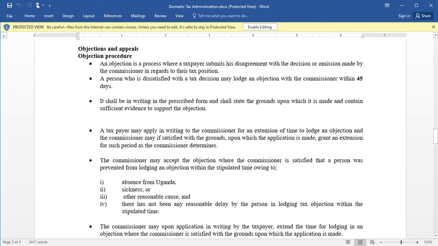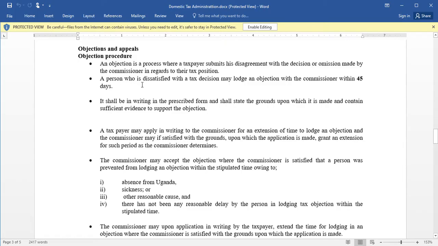We are still continuing with our topic tax administration, and in this video we are going to be looking at objections and appeals of a taxpayer. We shall start with the objection procedure. An objection is a process where a taxpayer submits his disagreement with a decision or omission made by the commissioner in regards to their tax position. When the taxpayer is not satisfied by the decision that was made by the commissioner or their tax position, they can object, and that is what we call an objection.